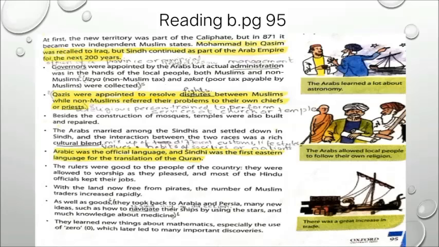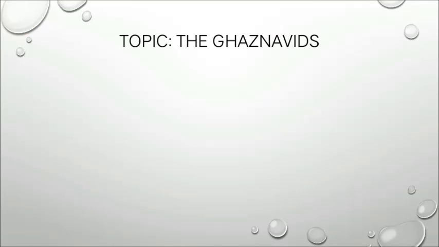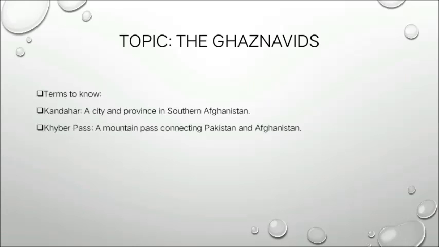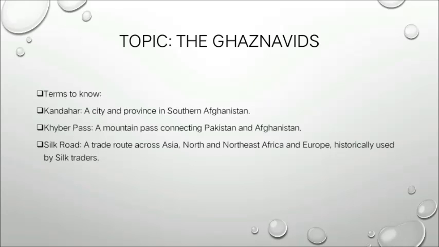Now we are moving to our next topic, the Ghaznavids. There are certain terms to know. Kandahar, a city and province in southern Afghanistan. Khyber Pass, a mountain pass connecting Pakistan and Afghanistan. It connects both countries through the northwest. Silk Road, a trade route across Asia, North and Northeast Africa and Europe, historically used by silk traders.